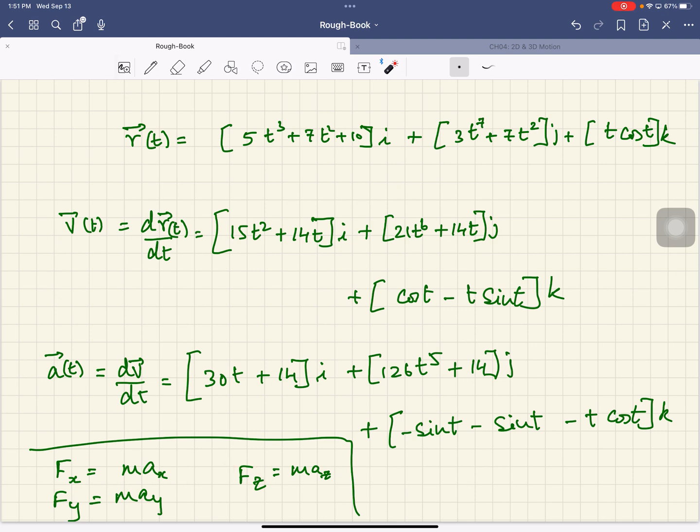Okay? Now notice something about it. If you apply this force in the z direction and you don't apply any of these forces, these guys would be zero. So when you apply a force in a given direction, you change motion in only that direction. That's why we could treat the x, y, and z motion independently. Okay?